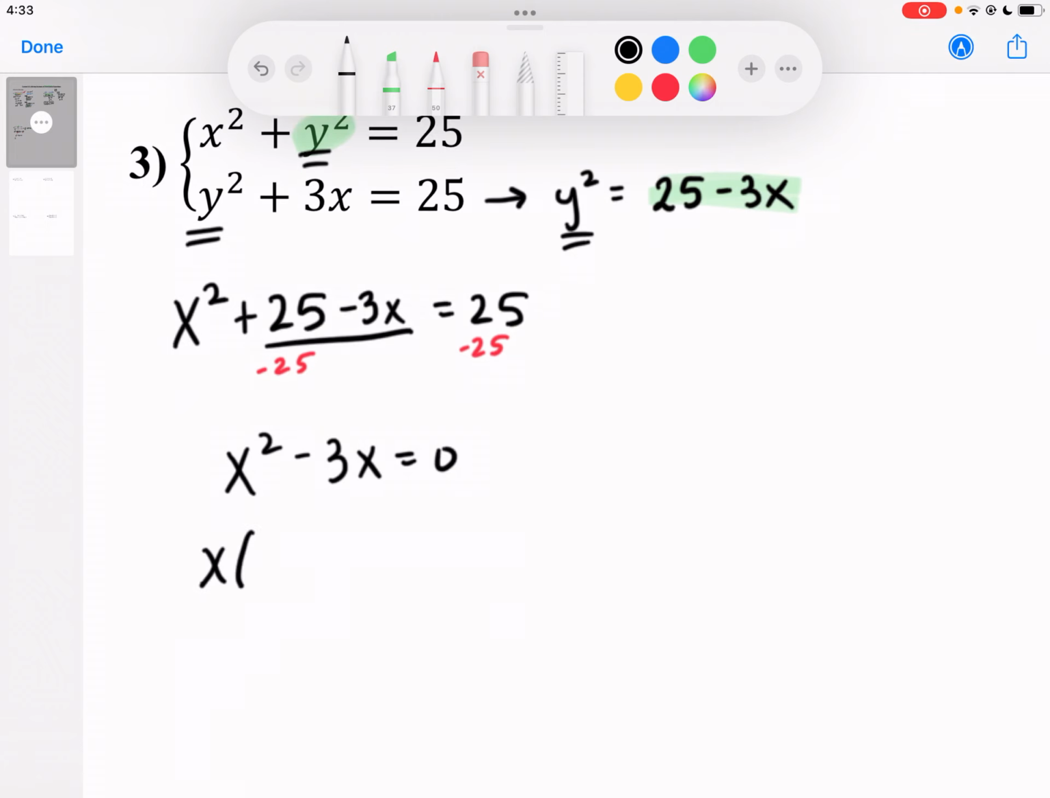And we're going to factor out our greatest common factor now that it's equal to 0. And then we'll find our zeros. So we've got x equals 0 and x equals 3.